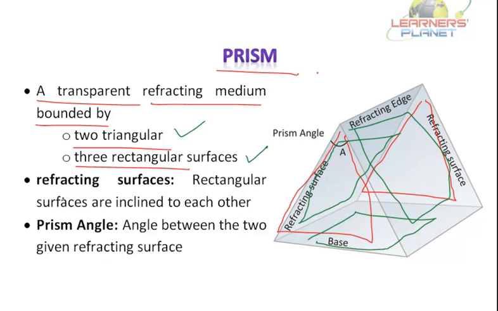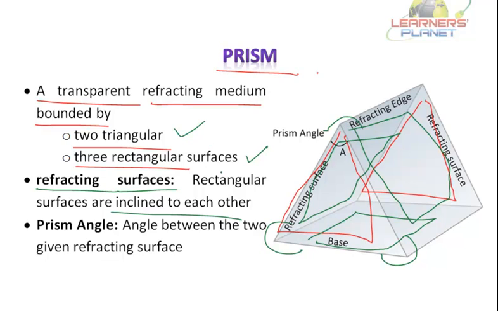The three rectangular surfaces, they are also known as refracting surfaces, and they are inclined to each other. Herein you can see this and this, they are inclined to each other, this and this, they are inclined to each other, and this and this, they are inclined to each other.